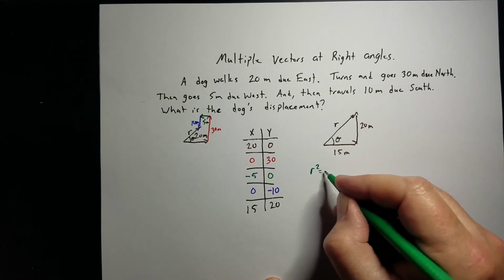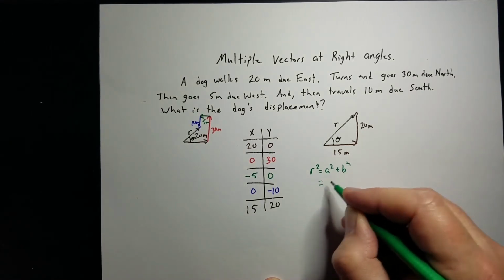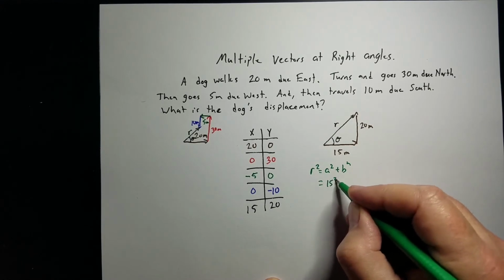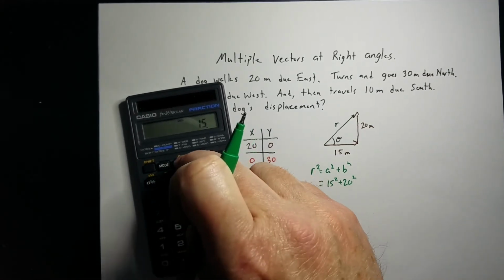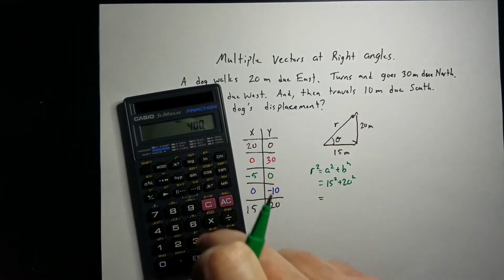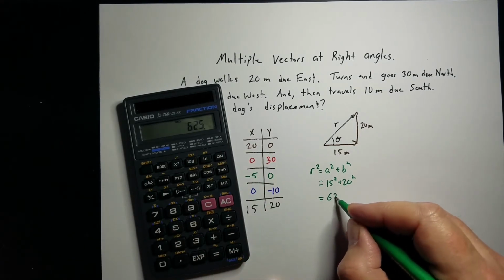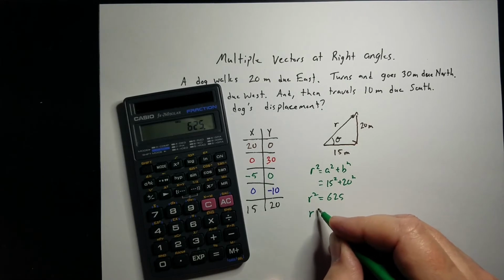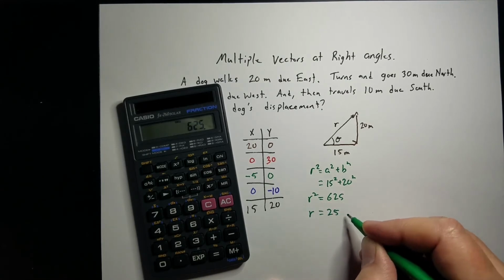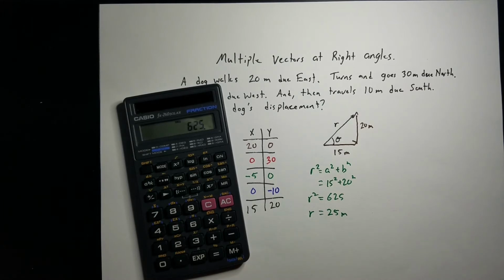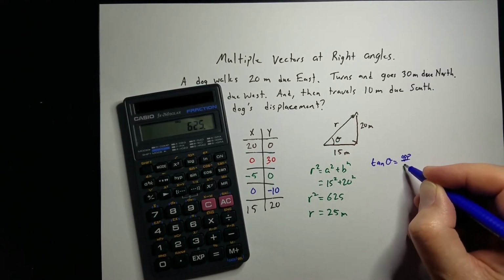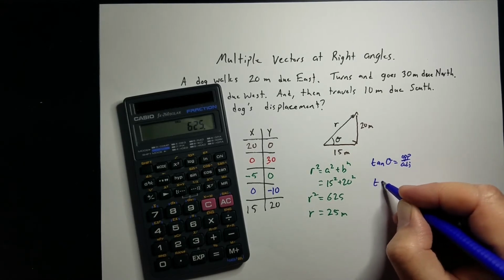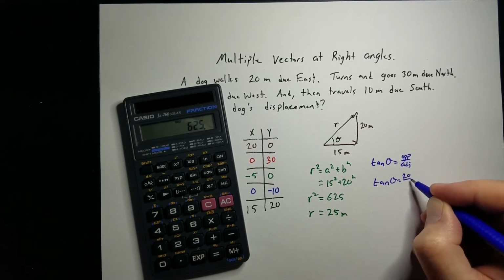So r squared equals a squared plus b squared. We've got 15 squared plus 20 squared, which equals 625. Take the square root of that, and we get 25 meters. And we use tangent to figure out the angle. So tangent of theta is the opposite over adjacent. In this case, that'll be 20 over 15.